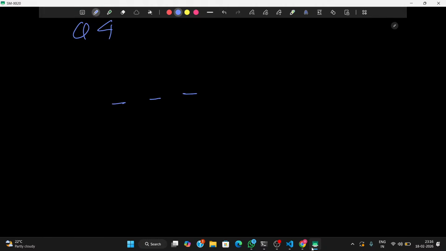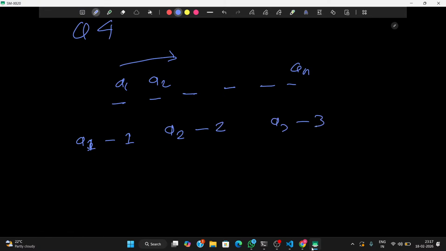You are given an array of n integers. You can rearrange this array such that there is an edge between a1 and 1. A1 and 1 are connected. A2 and 2 are connected. A3 and 3 are connected. That is what you can see here, right? Similarly, an and n are connected.